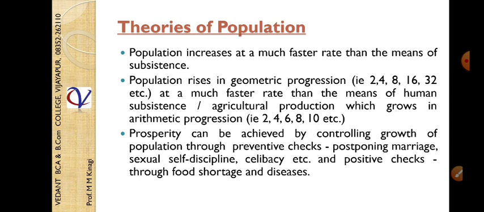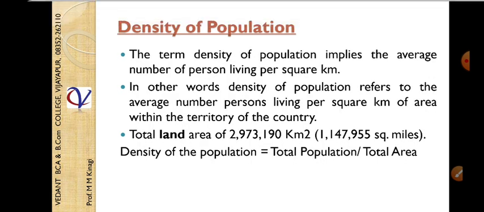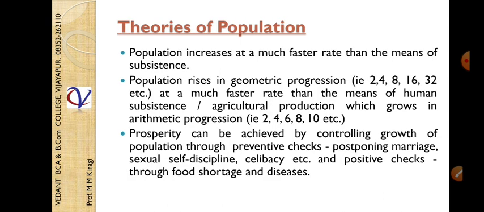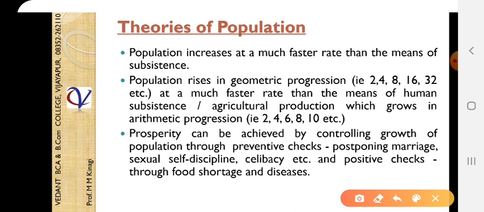The population increases at a much faster rate than the means of subsistence. Our population has been increasing like anything. The population rises in geometric progression, that is 2, 4, 8, 16, 32, at a faster rate than the means of human subsistence, that is agriculture. Whatever profession you have, we divide professions into three types: primary, secondary, and tertiary. Primary we consider as agriculture, secondary as industrial, and tertiary as the service sector.